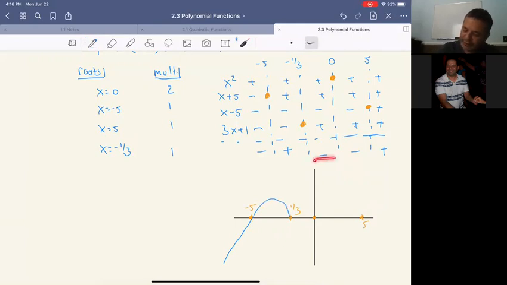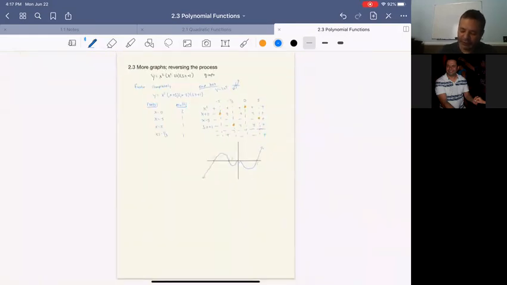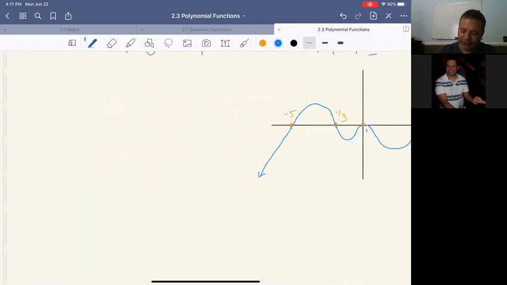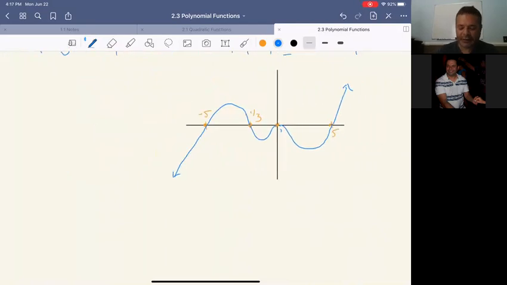Between -1/3 and 0, it's going to be negative. But now look, between 0 and 5, it's going to be negative again. And then it's going to be positive after 5. Okay? And that's what you would get if you did it by playing the connect the dots game, the other method. Okay? All right. Let's take a look at reversing the process.